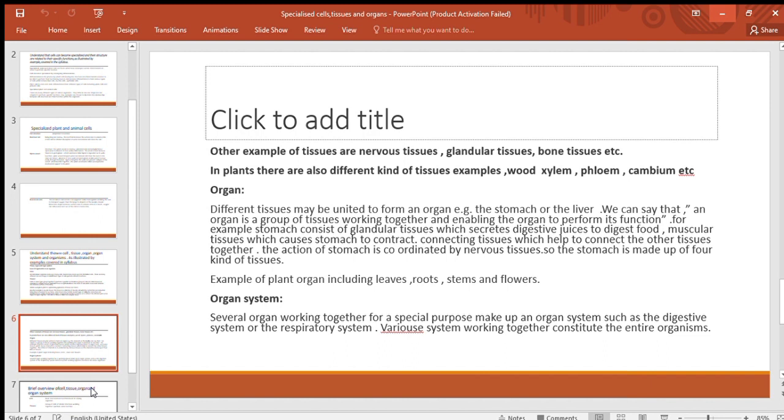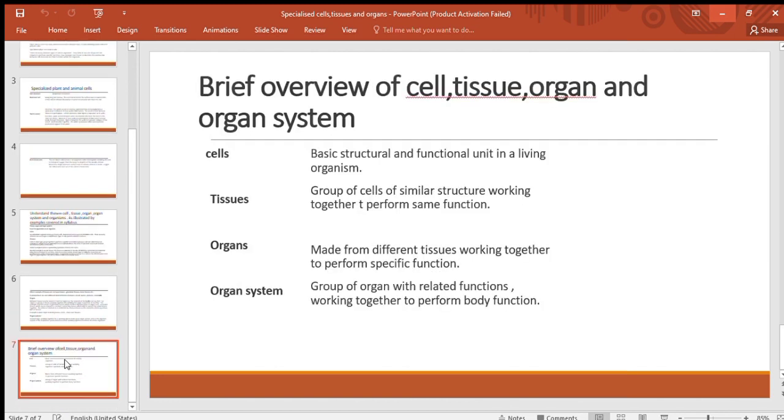Now, what is an organ system? Several organs working together for a special purpose make up an organ system, such as the digestive system or the respiratory system. Various systems working together constitute the entire organism. Here is a brief overview of cell, tissue, organ, and organ system.